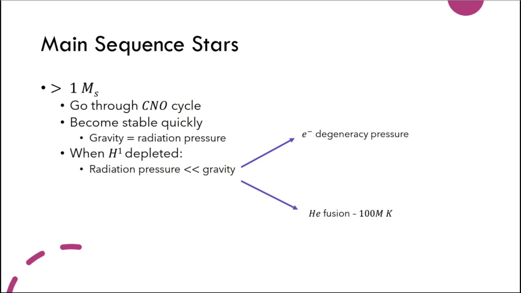Now, main sequence stars greater than one solar mass go through the carbon, nitrogen, oxygen cycle. They become stable really quickly because of the forces from fusion itself, which counteract the force from gravity and form a stable mass. When the hydrogen is depleted, the force produced by fusion is less than gravity. So it either succumbs to the electron degeneracy pressure, or it starts fusing helium at 100 million Kelvin, whichever comes first. More massive stars have a core temperature of 10 million Kelvin, where they start fusing hydrogen to helium through the proton chain reaction before the electron degeneracy pressure acts on it.